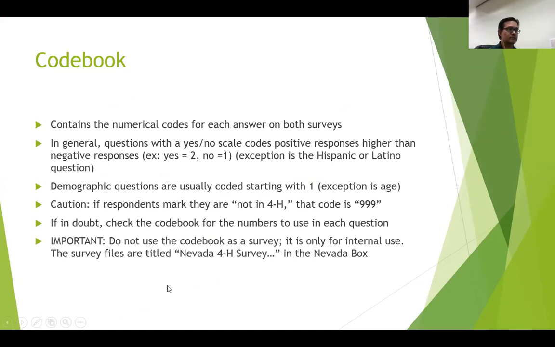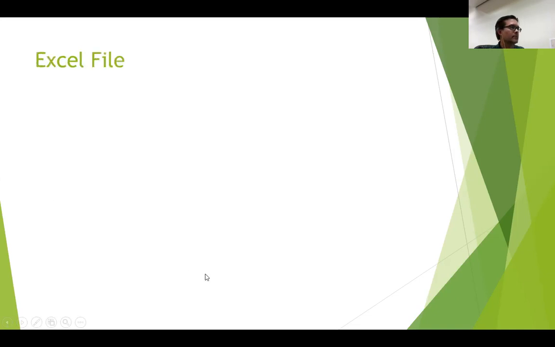Again, important, do not use the codebook as a survey. It is only for internal use. The survey titles: if you want the survey itself, that's titled Nevada 4-H Survey. These are titled grades 8 through 12 or grades 4 through 7 codebook. So I've tried to make that as clear as possible.